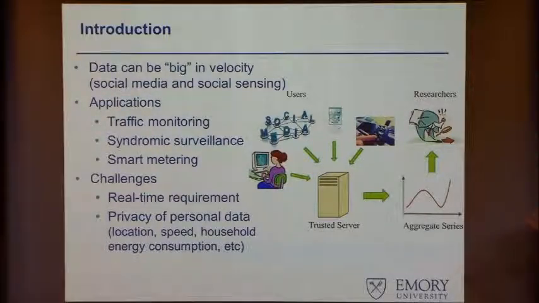So all these settings can be abstracted into this sort of figure where we have the individual data being collected continuously into a trusted server, and then they want to mine or analyze these aggregated time series data and share it with researchers for other purposes. So here we want to address the privacy of the personal data. This includes the location, speed data, household energy consumption, and all these. And of course, one particular requirement we want to address here is the real-time requirement. We want to do this online, as the data are generated.